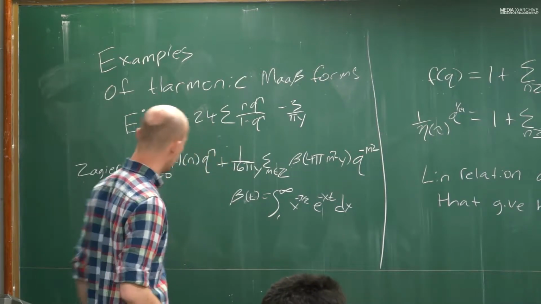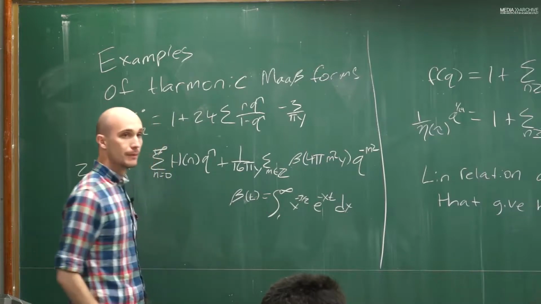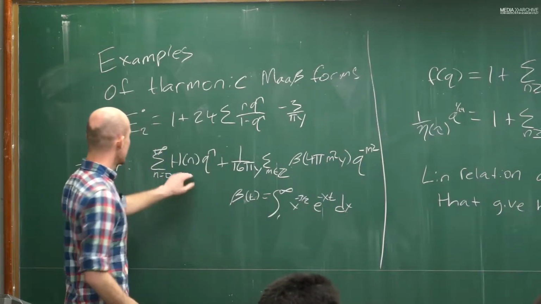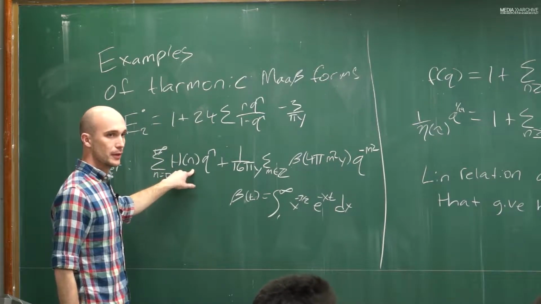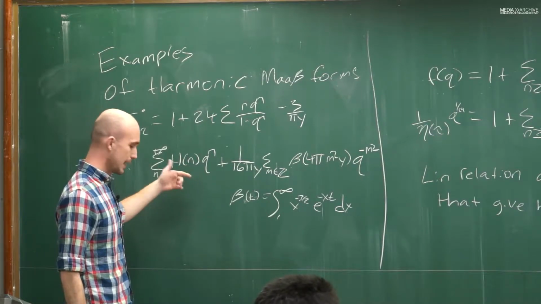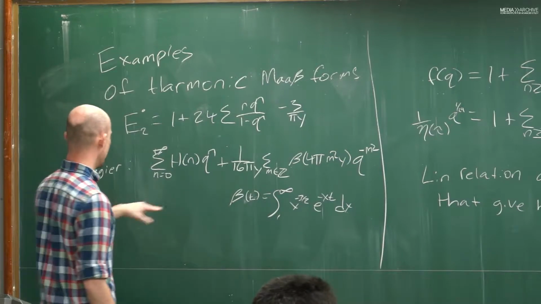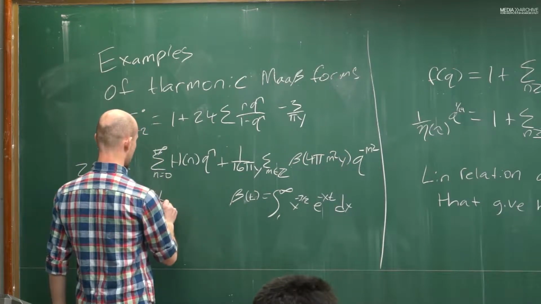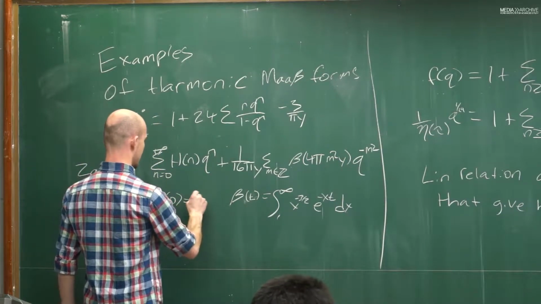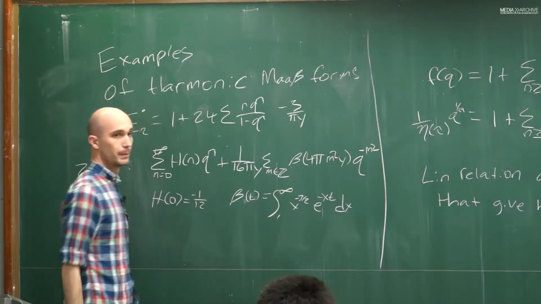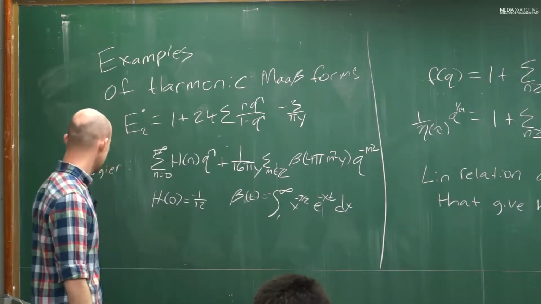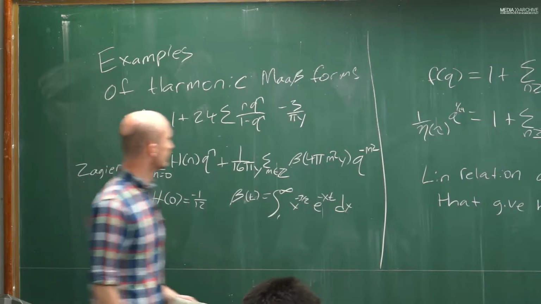Zagier proved that one. What is H? H(n) are the Hurwitz-Kronecker class numbers, the standard class numbers weighted by the order of the automorphism group. And also H(0) is equal to minus 1/12.